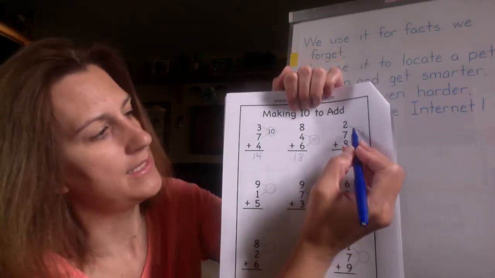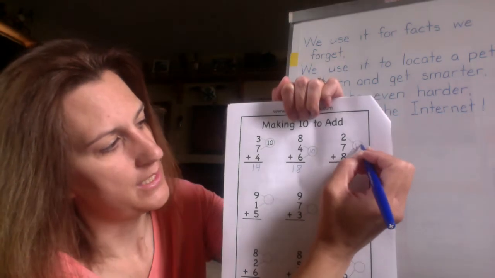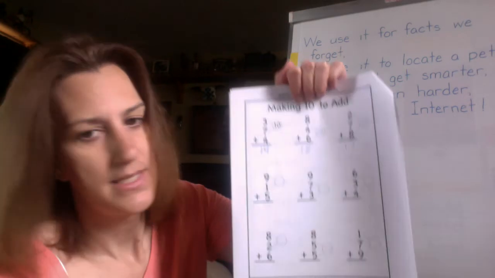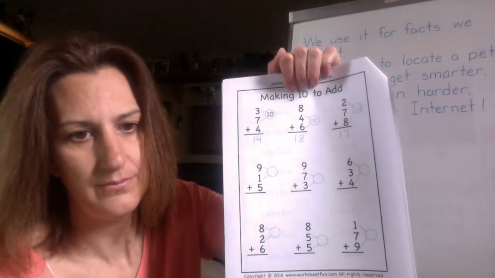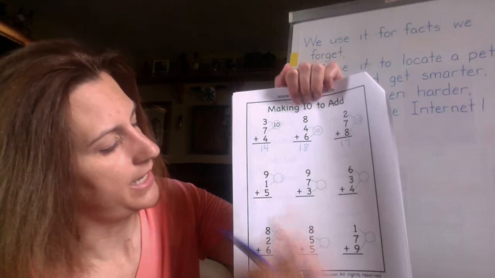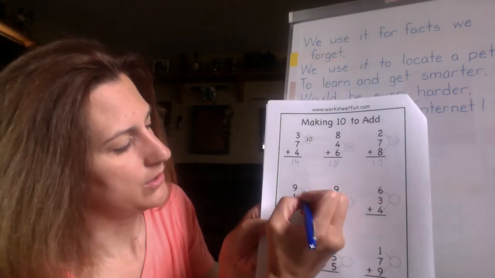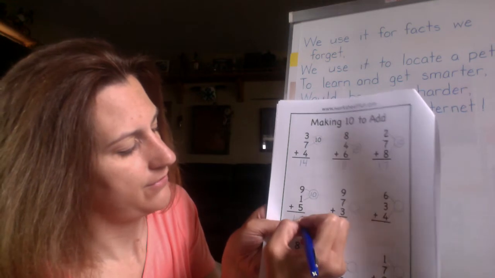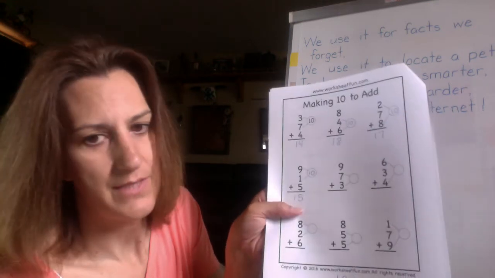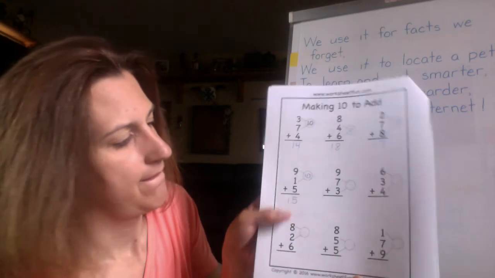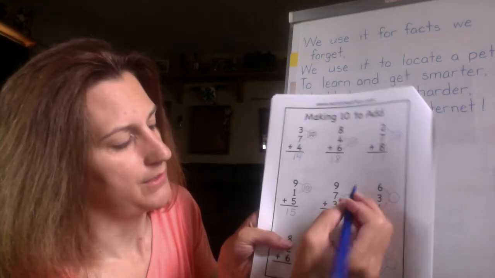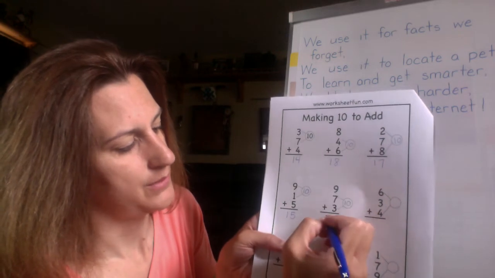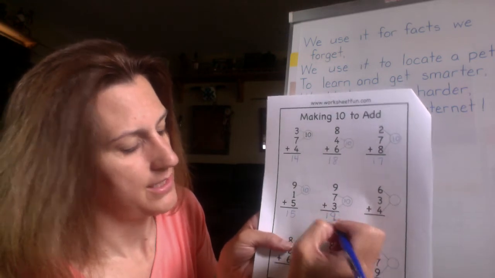Okay, so 8 plus 2 is going to equal 10. So 10 plus 7 equals 17. All right, here I have 9 plus 1 equals 10. And then 10 plus 5 equals 15. Okay, 7 plus 3 equals 10. Then 10 plus 9 equals 19.